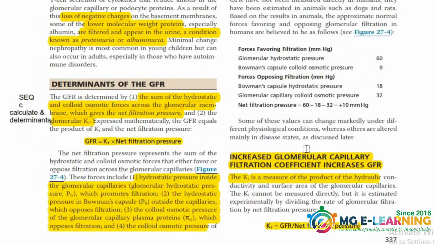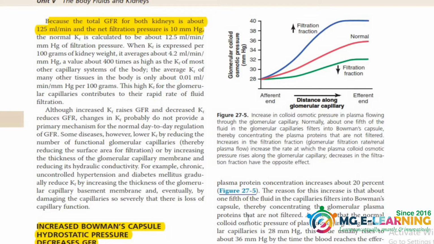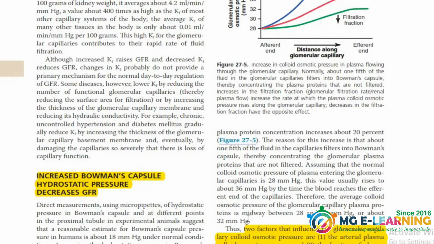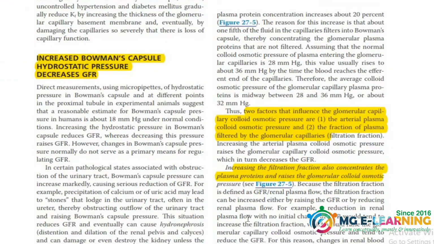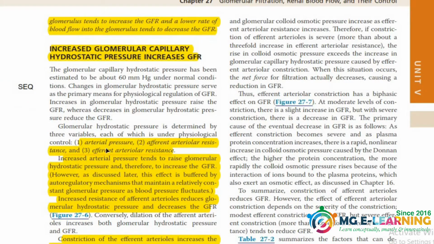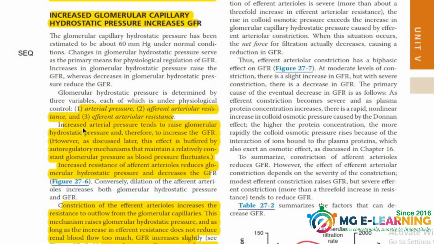Next is the explanation of all those determinants one by one, and you have to read all of this text for your better understanding. These are very important. This is the continuation. This is the last factor, determinant of GFR, and this is very important as an individual SCQ, like how blood flow regulates the GFR.